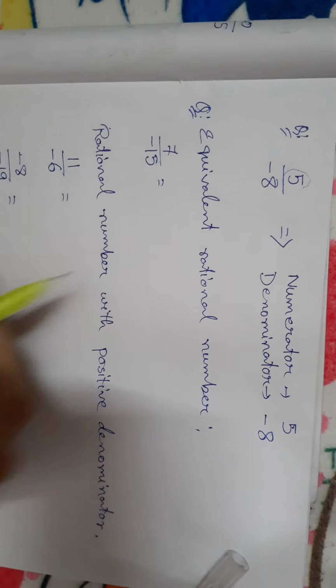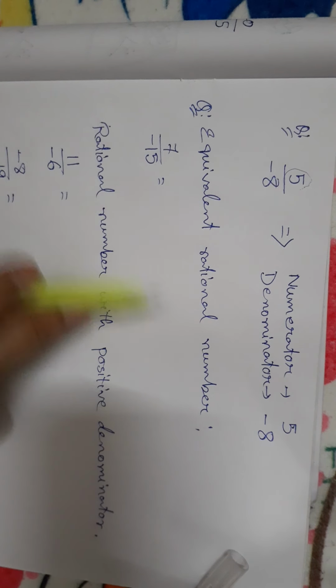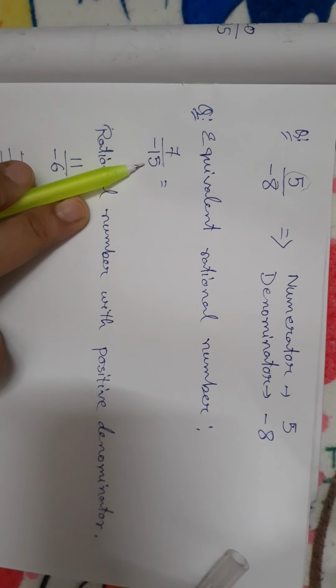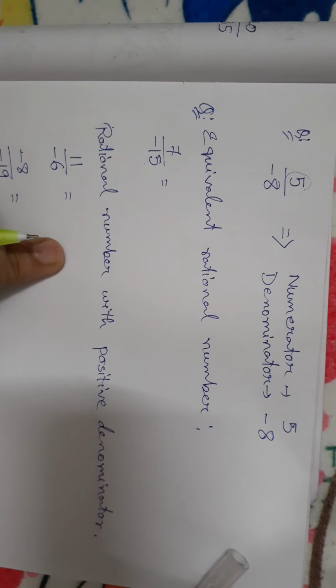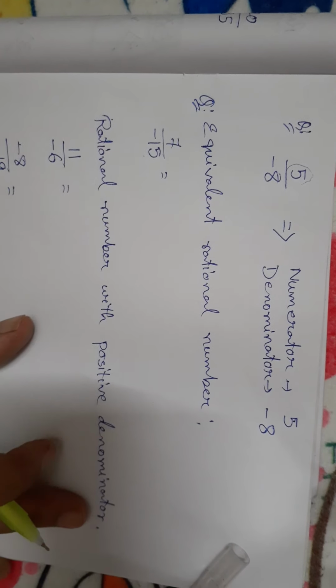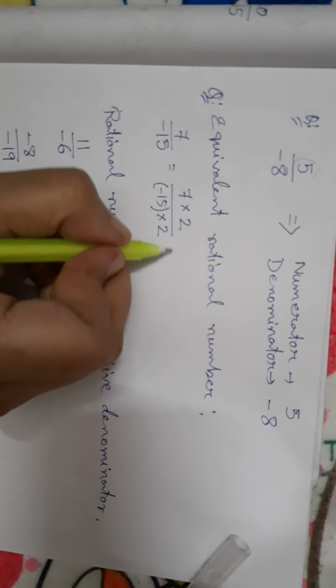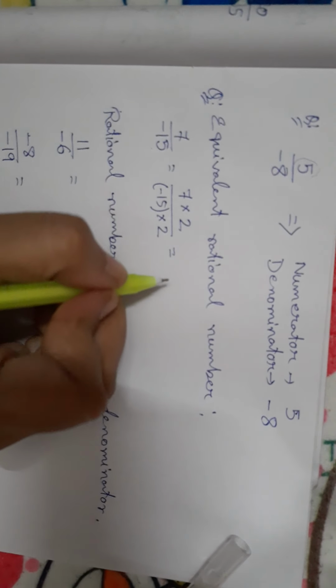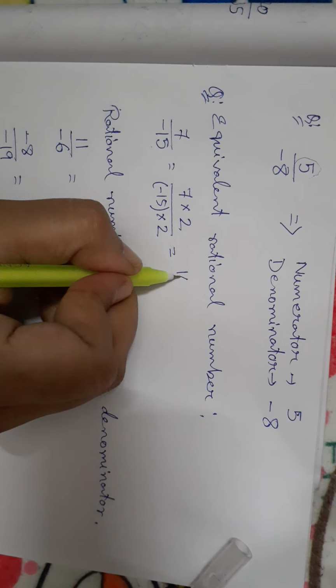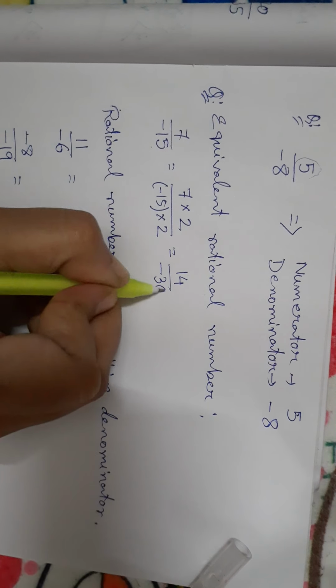Next question, you have to find out the equivalent rational number of this 7 by minus 15. So we can write many equivalent rational numbers. If you want to find an equivalent rational number, normally we have to multiply the denominator and numerator both by the same digit. So first we are multiplying by 2, and we will get the equivalent rational number 14 by minus 30.